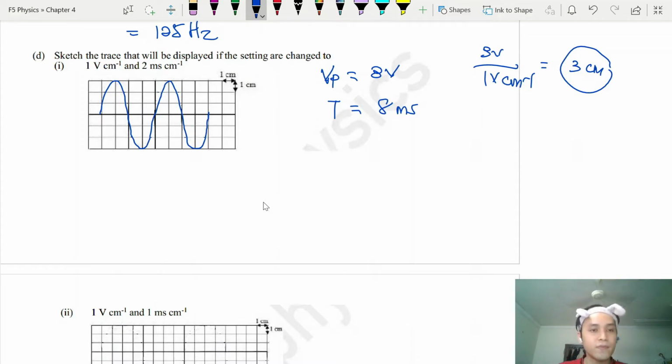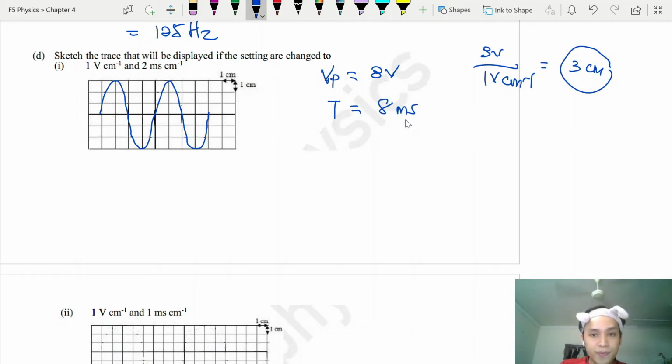Okay, let's look at this. So this is the display when the settings are changed to this. Because now I already calculated that my peak voltage is 3 volts, and I change the setting to 1 cm per 1 volt, so it's 3 cm. 1, 2, 3. That is my highest point. And then my time base is 2 milliseconds per centimeter.